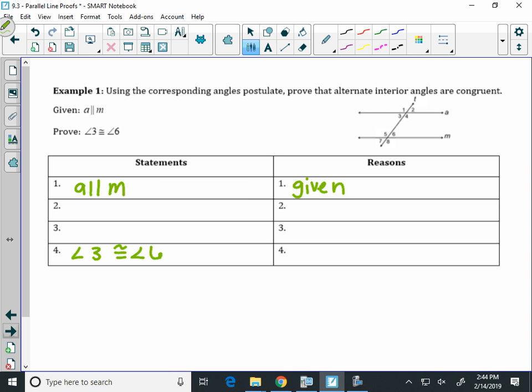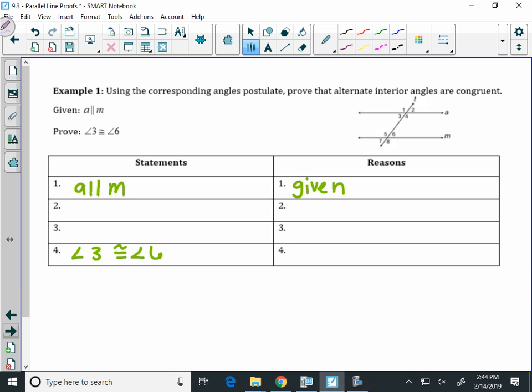Essentially with these parallel line proofs, you're trying to link these two angles together. Yes, looking at the diagram, we know angle 3 and angle 6 are congruent because they're alternate interior angles, but we have to show why. We can't use alternate interior angles as a reason for why they're congruent. We have to link them to other angles to show that they're congruent. So we're going to pretend like we don't know that they're alternate interior angles and that we don't know alternate interior angles are congruent.